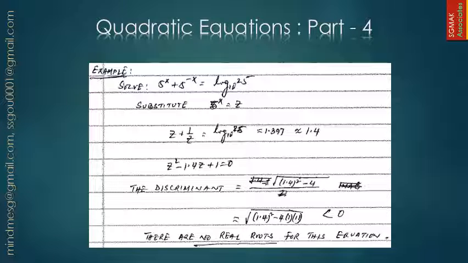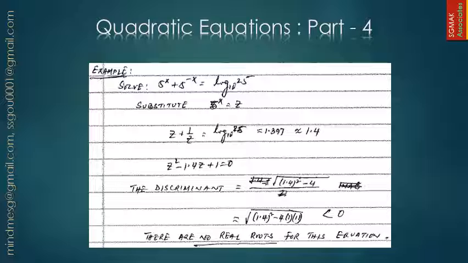Solve 5 raised to the power x plus 5 raised to the power minus x equals log of 25 to the base 10. When you have an exponent, it's better to do a substitution to convert into a simple algebraic equation. So we substitute 5 raised to the power x equals z. So we get z plus 1 over z is log of 25 to the base 10. That is a number approximately 1.4.